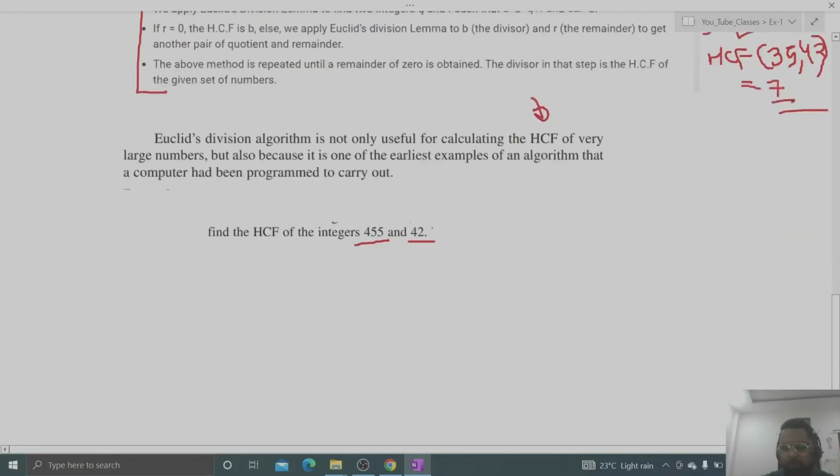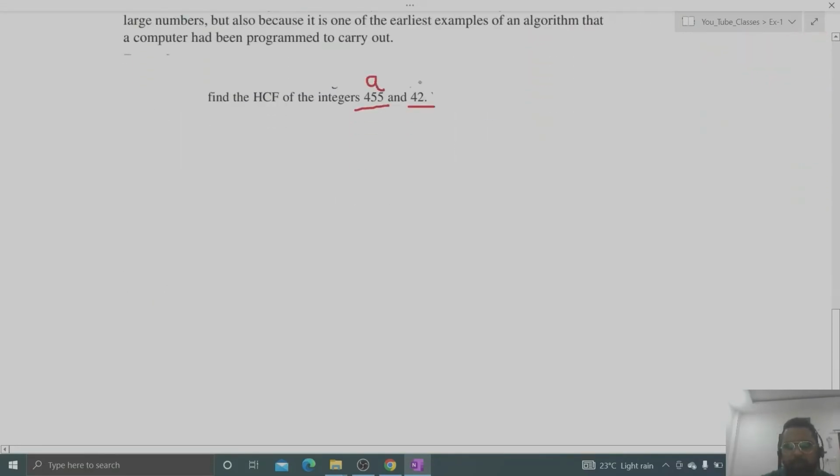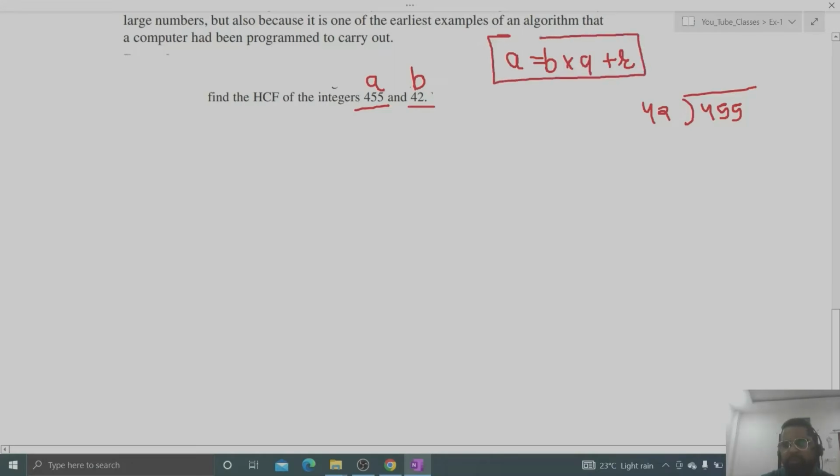Suppose these are our two numbers, a and b. If I want to factor this in the form a is equal to b into q plus r, what I will do is divide 455 by 42, because we have to write it like this: dividend is equal to divisor into quotient plus remainder.